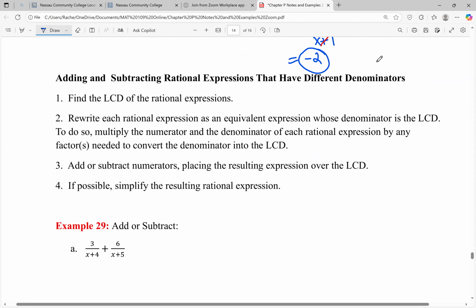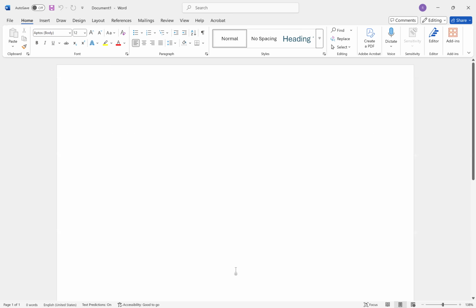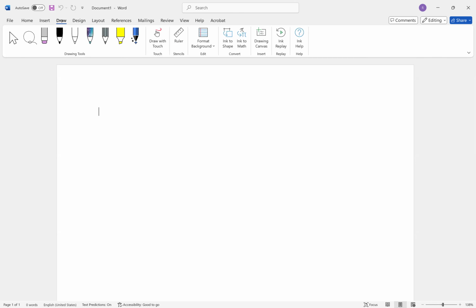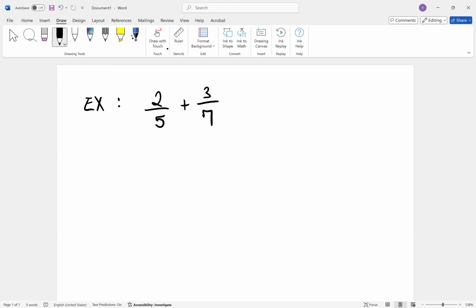And I think before we go through the steps and look at example 29, it might be easier for me to make a simple example just to remind you guys on how to find a common denominator, and we'll do that on the other whiteboard. So for example, let's say we want to add 2/5 plus 3/7. Now I don't have the same denominator, right, for each fraction. So we have to rewrite each fraction as an equivalent fraction where they both have the same denominator.